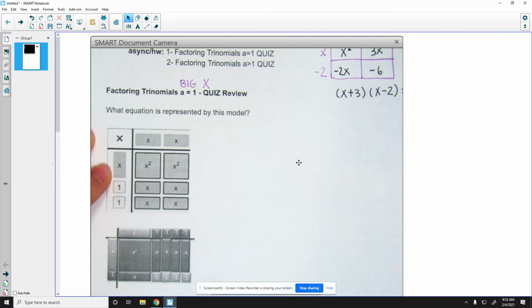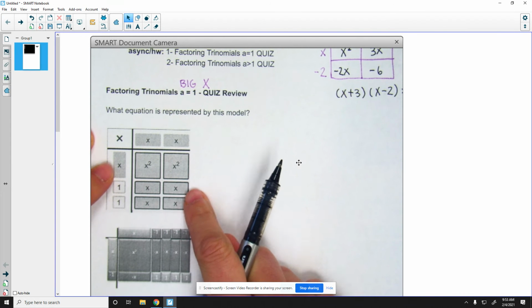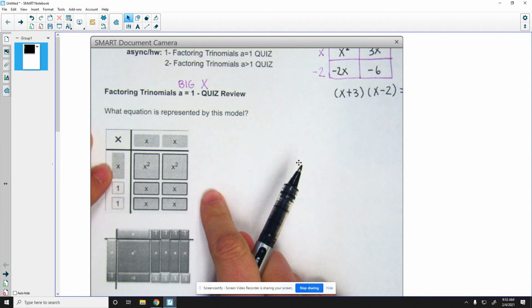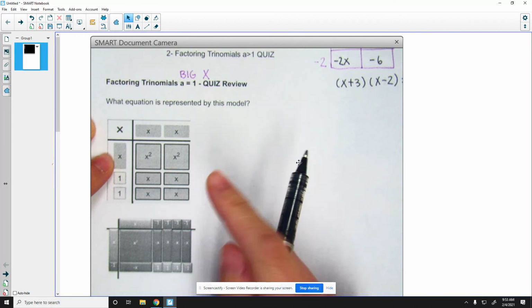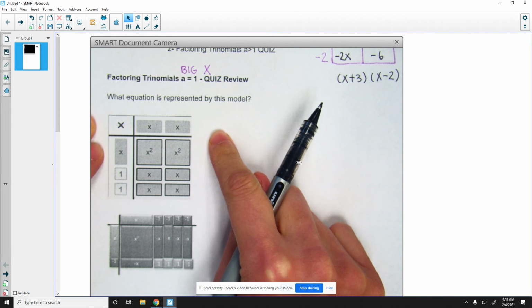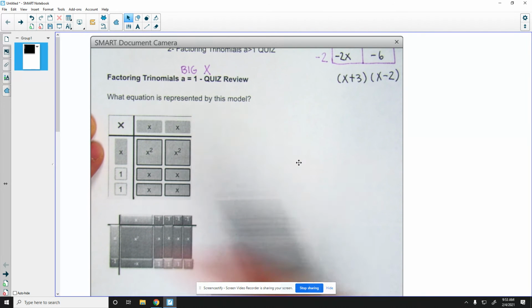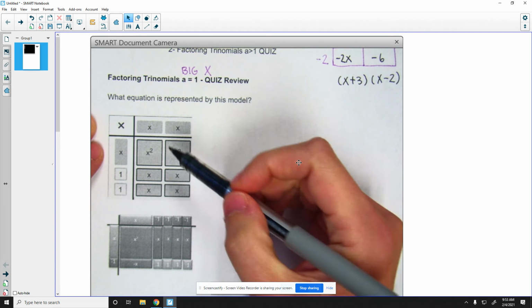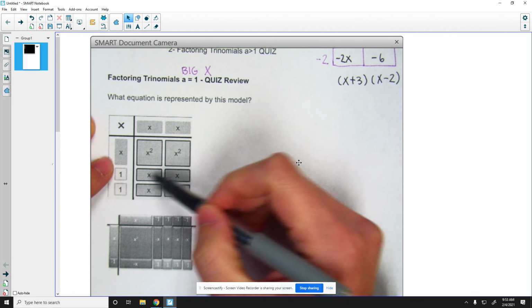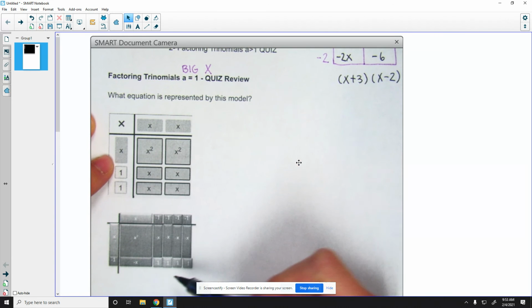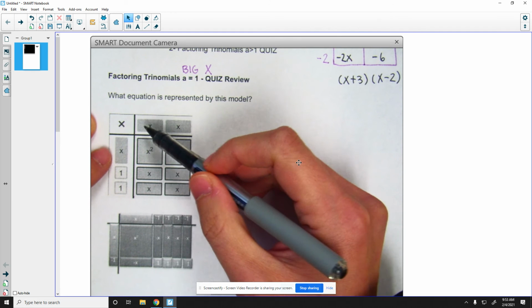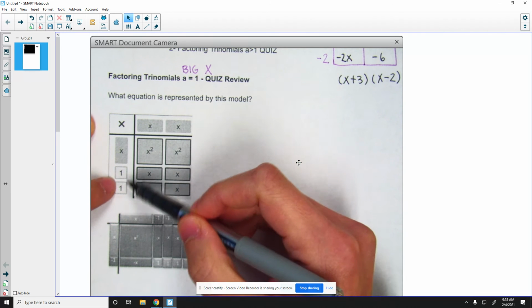So why don't we look at this now? Ryan, the paper's on the blue counter, okay?